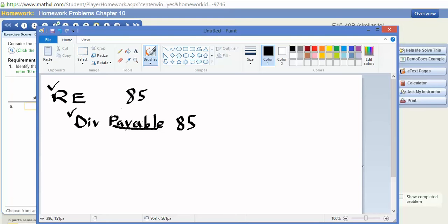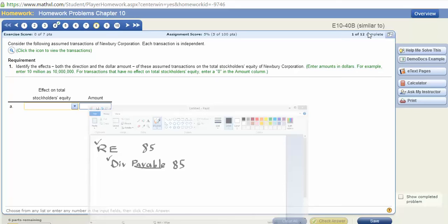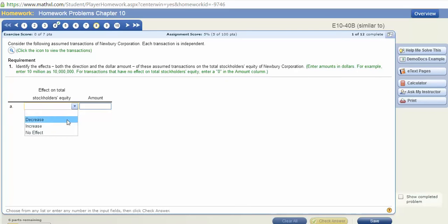You can see here, dividends payable is not a stockholders' equity account. It's a liability. But retained earnings is dropping. Retained earnings is a stockholders' equity account. It has a normal credit balance, and you're lowering stockholders' equity by 85 million. So decrease 85 million. Pay close attention when working this kind of problem. Notice it says enter the amount in dollars. For example, 10 million equals 10 and 6 zeros. So pay attention to that when you're working this.